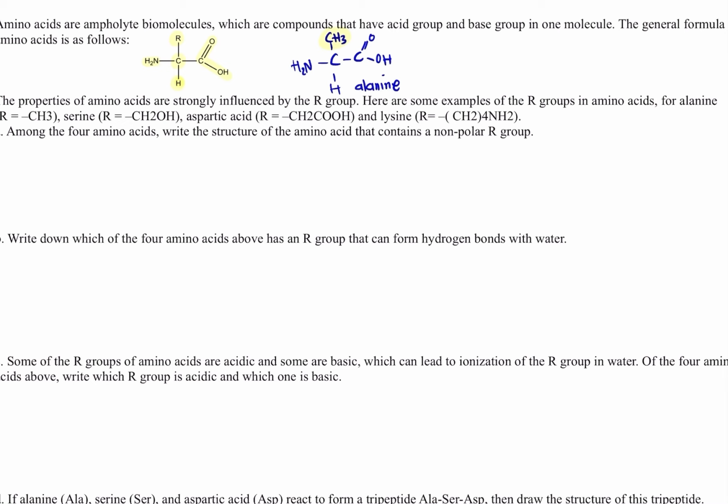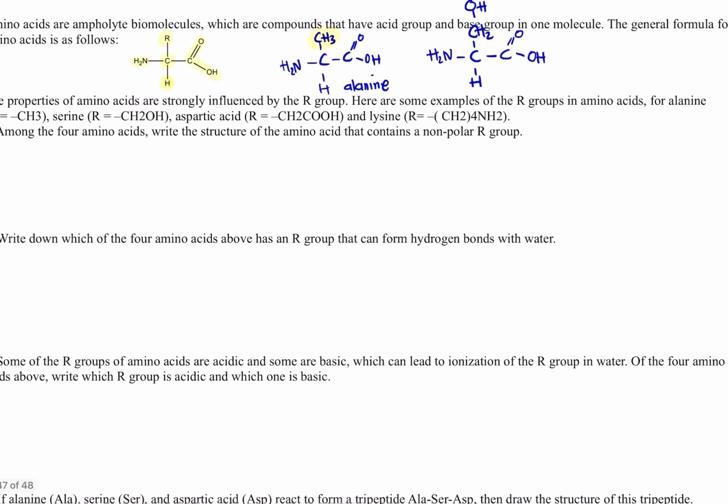Now let's take a look at serine. If we want to draw the structure of serine, we start with carbon, and then this carbon will attach to the carboxylic group, and then it will attach to the amine, it will have hydrogen, and then we have the R group, which is CH2OH. So this is CH2, but then we have OH. Now here, the side group is actually polar because it has OH over there. So in this case, serine is polar.